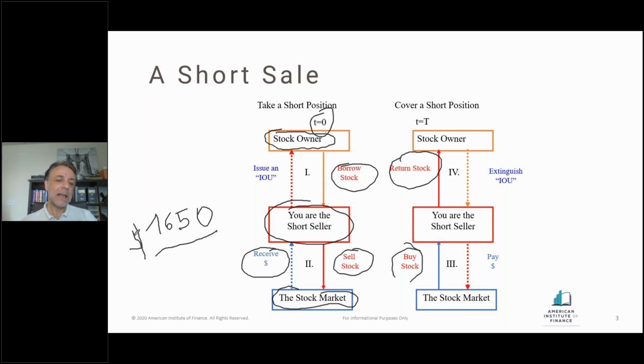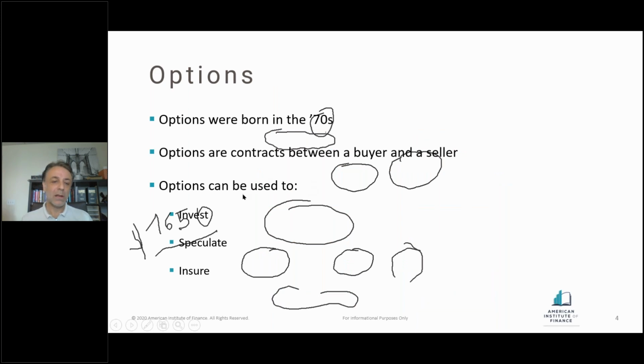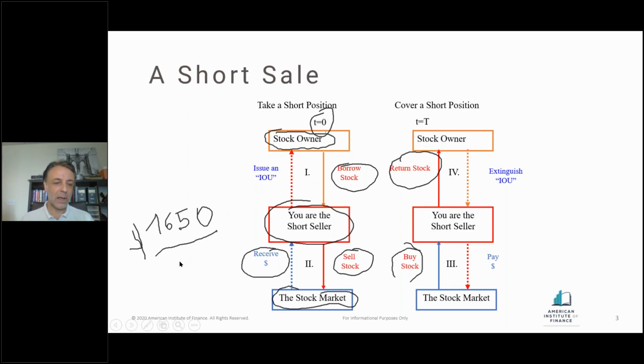Now, let's say that the stock is going to drop. The stock is going to go to just $1,000. At that point, you're going to buy it back for $1,000. So you can see immediately that you're running a profit, because now you bought for $1,000 something that you sold for $1,650, and that's how you make money. Okay, so that's all on short selling.